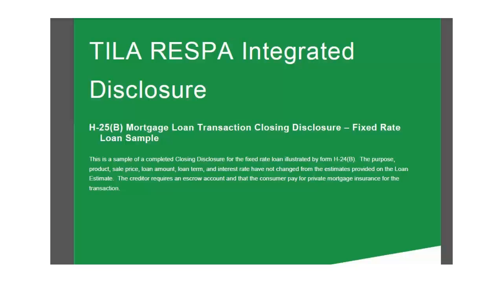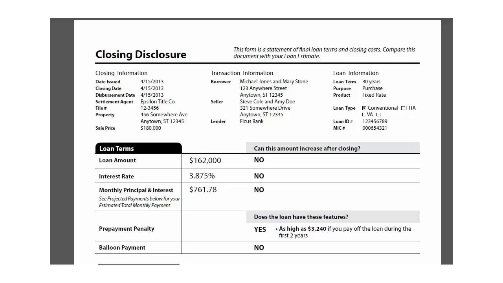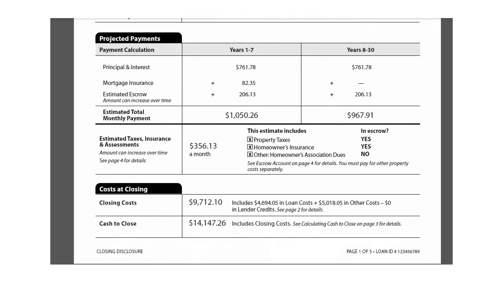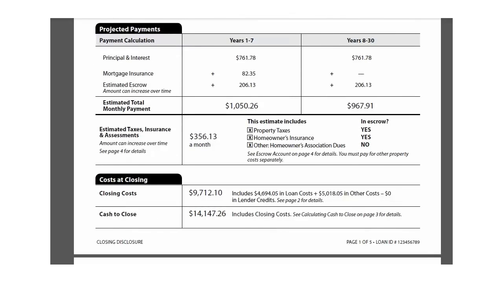This sample document provided by the CFPB is based on a fixed-rate loan. The closing disclosure begins with the statement, "Compare this document with your loan estimate." The loan terms, projected payments, and actual closing costs and cash to close listed on the first page mirror the first page of the loan estimate. The consumer can easily compare the estimated to actual costs by reviewing the forms side by side.